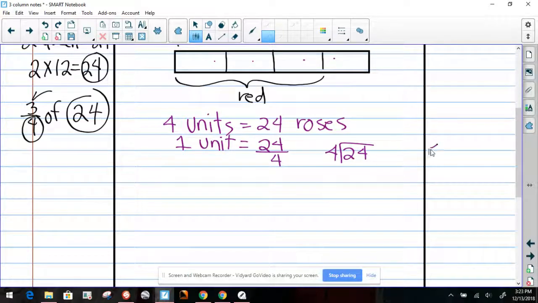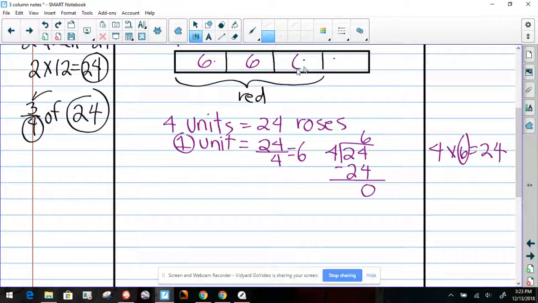And we know that 4 times 6 equals 24. So the answer should be 6. 6 times 4 equals 24, and the remainder is 0. Okay, now we know that 1 unit has 6 roses. Now, we only looked at 1 unit, so that goes right here. But if that's 1 unit, then every unit equals 6.